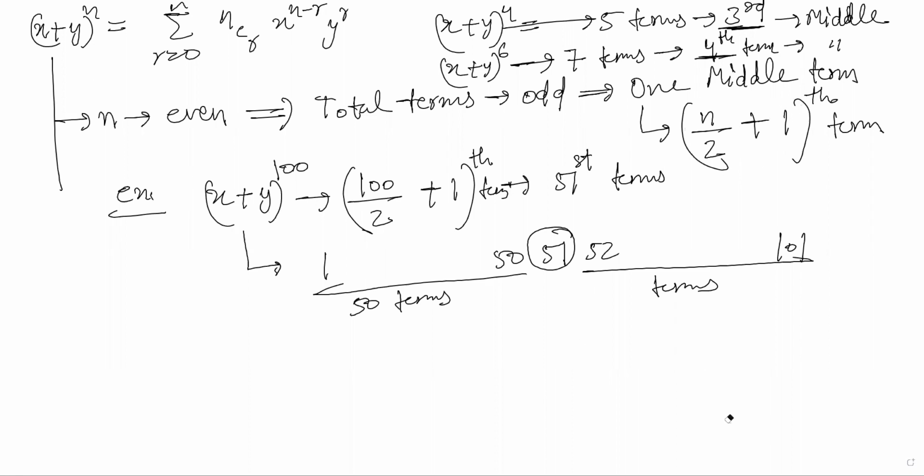So if n is even, the total number of terms will be odd because the terms are n plus 1. And there will always be one middle term.